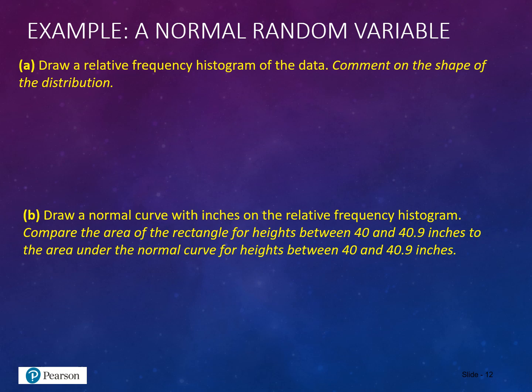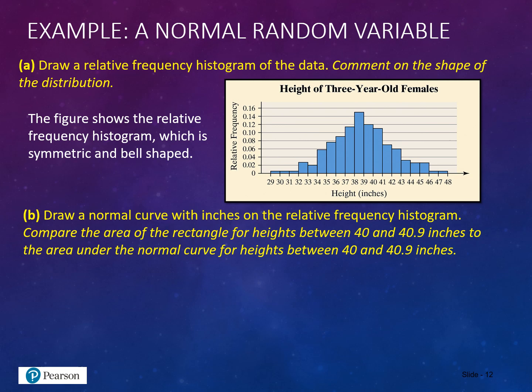Okay, draw a relative frequency histogram of the data and comment on the shape of the distribution. So if we take that relative frequency that we saw before in that table and just put it into a histogram, this is what you'd get here, okay? The figure shows that the relative frequency histogram is symmetric and bell-shaped. It's not perfectly symmetric, but it's roughly symmetric, increasing towards the middle, decreasing towards the ends.